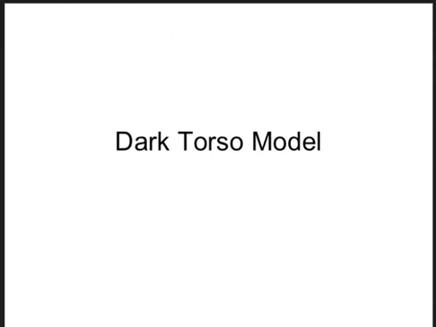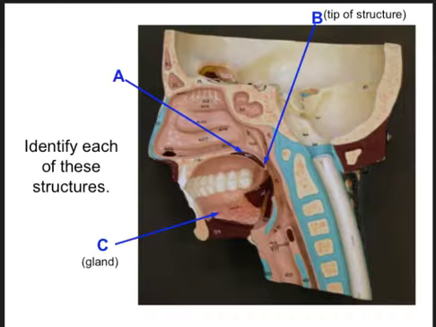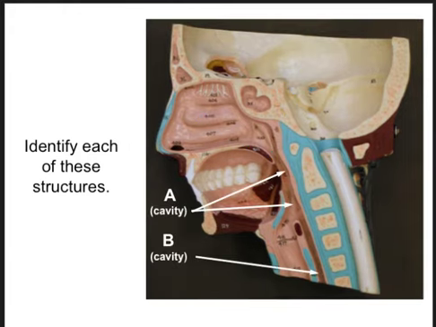Now we move to the dark torso model. A is indicating the soft palate. B is indicating the uvula. C, the sublingual salivary glands. It lies under the tongue. Okay, don't confuse it with the submandibular salivary gland, which lies underneath the mandible. This is the mandible right here. Next question. Identify these structures.